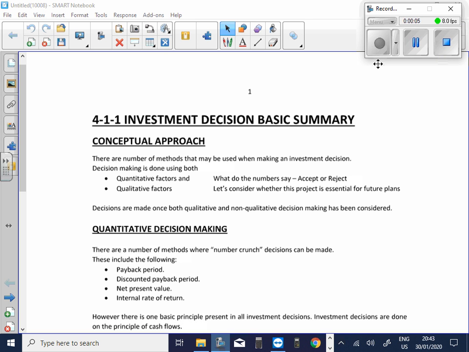Okay. So guys, investment decision, basic summary. So conceptual approach. Guys, there are a number of methods that can be used when making an investment decision. Decision making is done using both quantitative and qualitative factors. Now guys, as far as your exam is concerned, I'm pretty certain you will get something which asks you about qualitative factors. I think you have a 100% chance of getting qualitative factors in an exam.